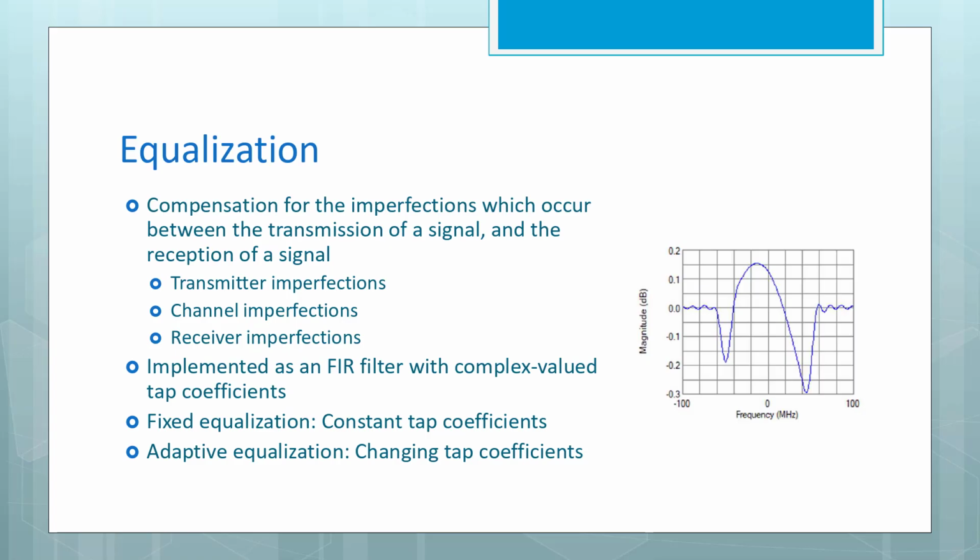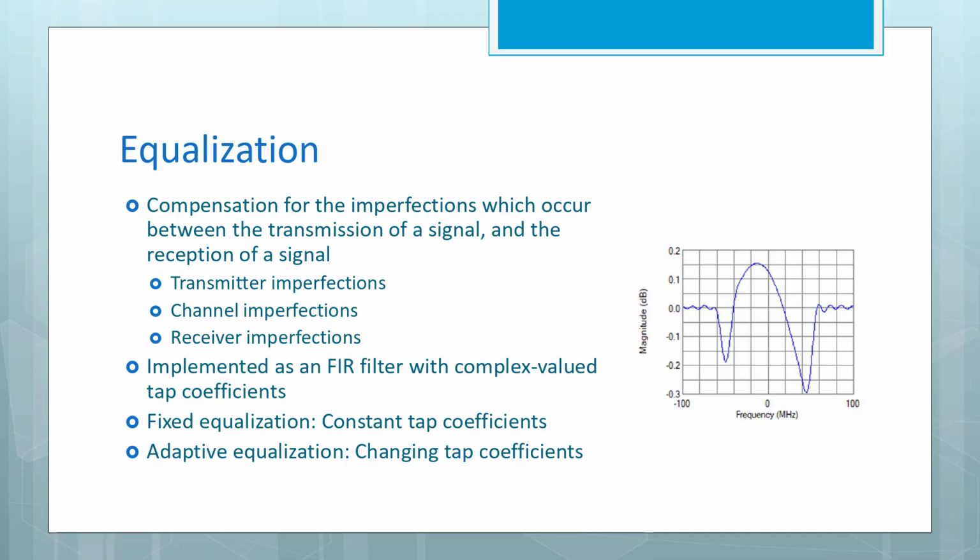Equalization is a technique for compensating for the imperfections which occur between the transmission of a signal and the reception of a signal. Those imperfections could occur due to problems in the transmitter, or things in the channel, how the signal propagates from the transmitter to the receiver, or things in the receiver itself. Equalization is typically implemented using an FIR filter with complex valued tap coefficients. Now, why complex valued tap coefficients?